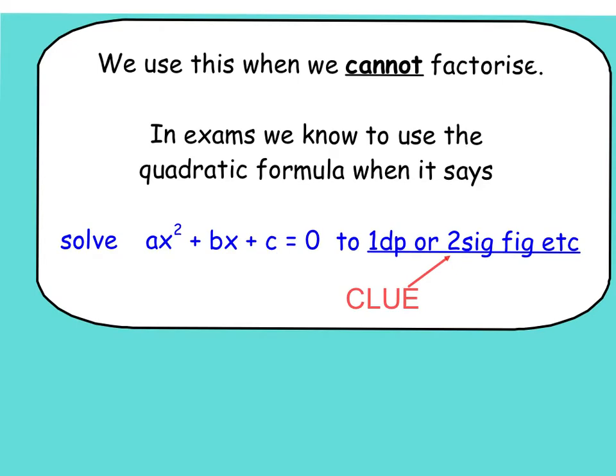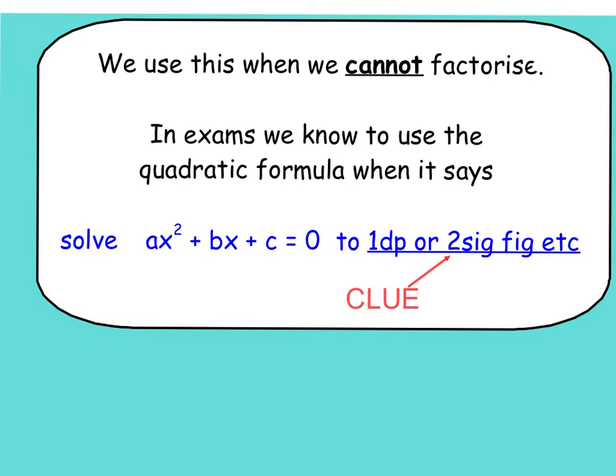So the quadratic formula is used probably as a final resort if you cannot factorise. It will work on any quadratic, but we only use it in questions that aren't going to factorise into a pair of brackets. There's a huge clue in a question on when to use it, and it's when it says solve a trinomial to one decimal place or one significant figure or two significant figures. The mention of rounding means that it's not going to give us our nice roots.